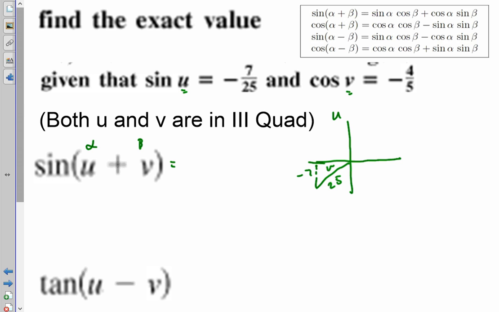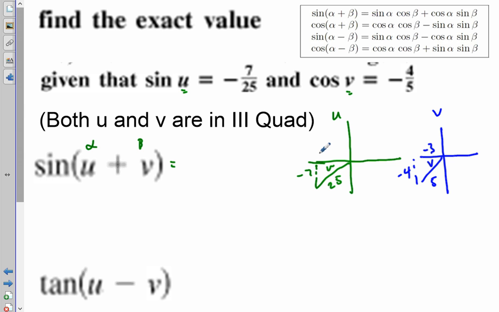We're then going to do angle v, which it says is also in the third quadrant. So here's v. And what we have right there is 5, -4, and we know this is going to be -3 because it's a 3, 4, 5 triangle.